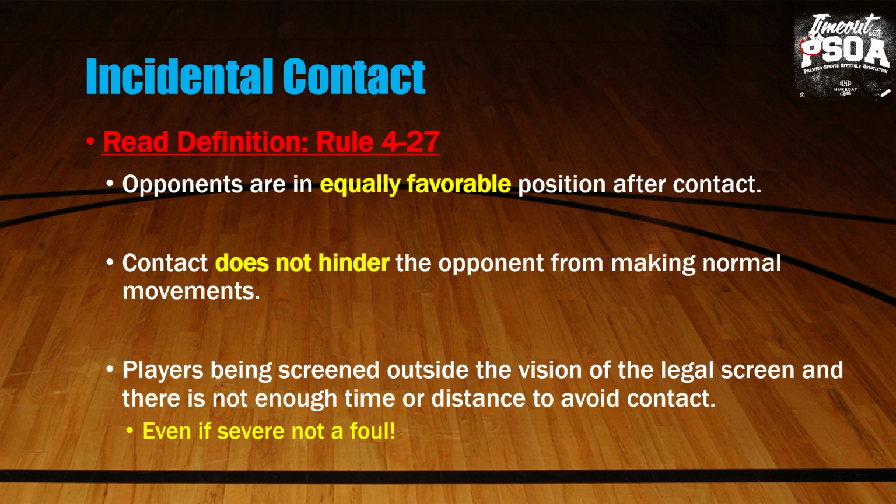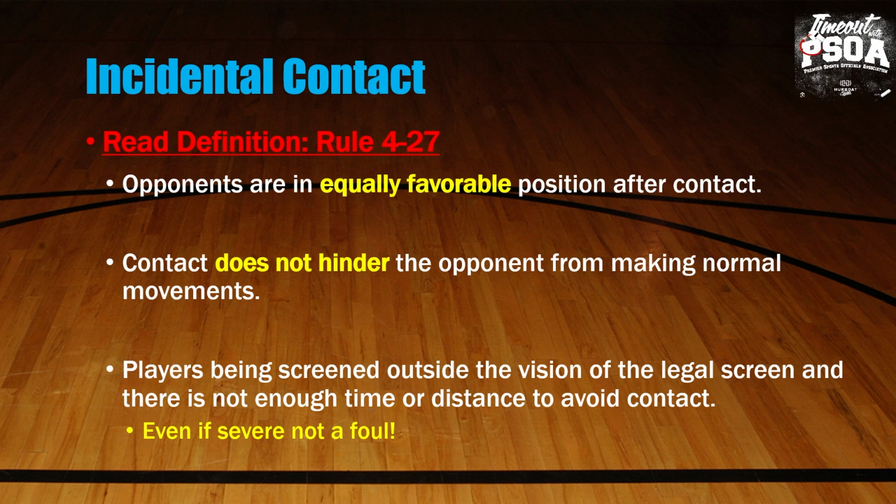So, rule book, NFHS, rule 4-27. This is a real rule. I promise you, and I challenge you to look it up. It reads, opponents are in equally favorable position after contact. We have incidental contact. So what we hear a lot is, man, there's a lot of contact there. Yes, there is. I agree with you, coach. But after that contact, both opponents were in equally favorable position. So by rule, we're not even talking about judgment yet. By rule, it's incidental contact.